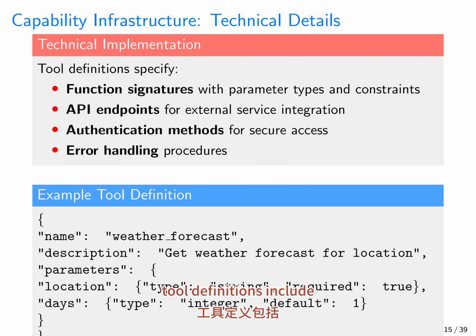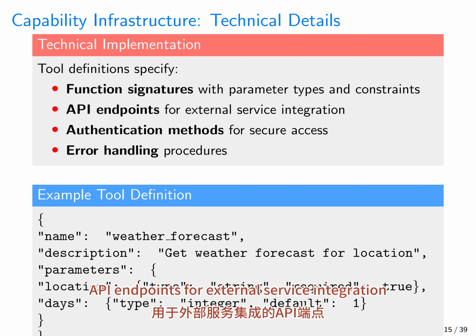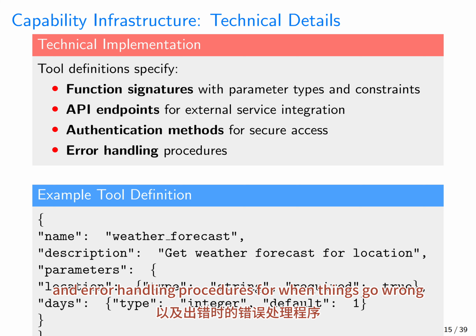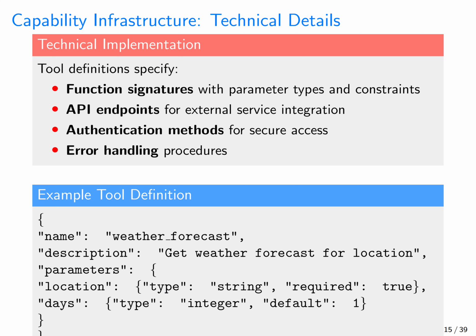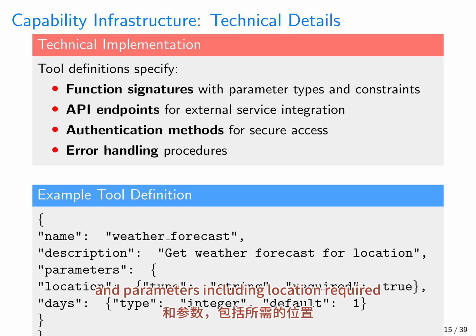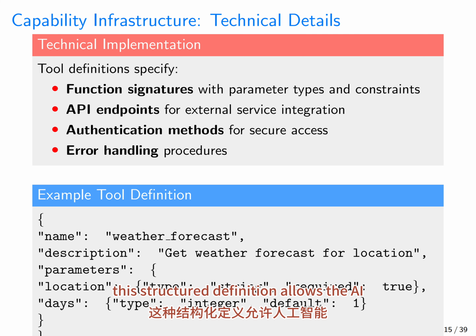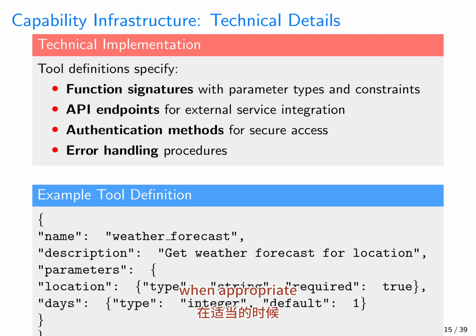Technically, tool definitions include function signatures with parameter types and constraints, API endpoints for external service integration, authentication methods for secure access, and error handling procedures for when things go wrong. Here's a simple example of a weather tool definition. It has a name, weather forecast, a description of what it does, and parameters including location, required, and number of forecast days, with a default value of 1. This structured definition allows the AI to know exactly how to use this capability when appropriate.